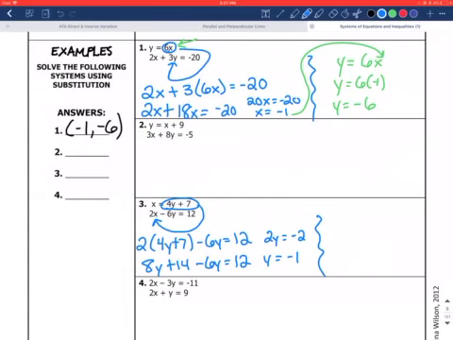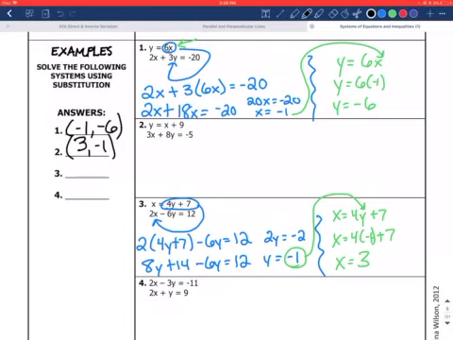Now we need to solve for x. So I take that y and plug it back into my x equation. So that negative 1 right there is going to go into this y. So that'll be x equals 4 times negative 1 plus 7, and that will be a positive 3. Now be careful, because we solve for y first, but that doesn't mean we put it first in the coordinates. We always have x first in our coordinates, 3, and then our y is a negative 1.